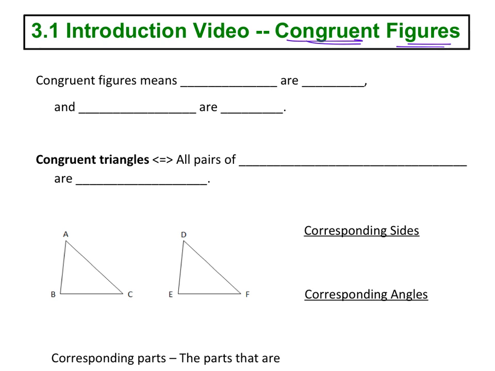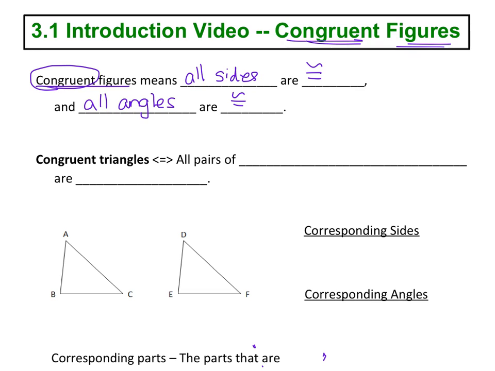Congruent figures means that all sides are congruent. Here's a little congruent symbol. And all angles are congruent. So if you have two figures that are congruent, that means all of the sides are congruent and all of the angles are congruent. Specifically, we're going to look at some congruent triangles right here.